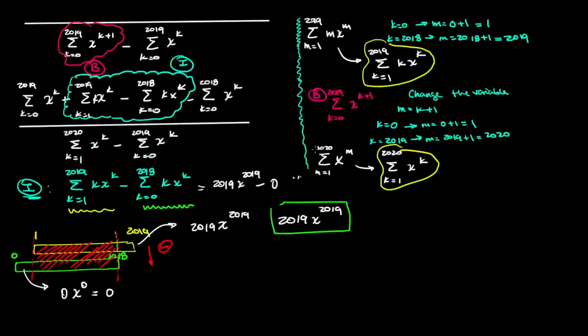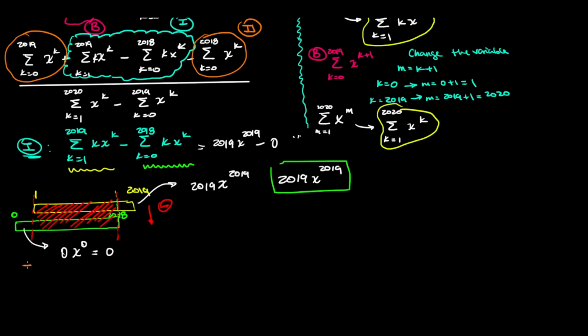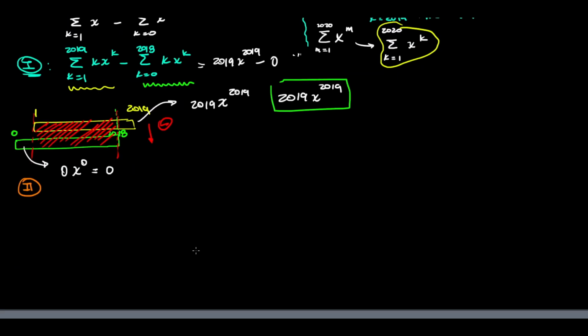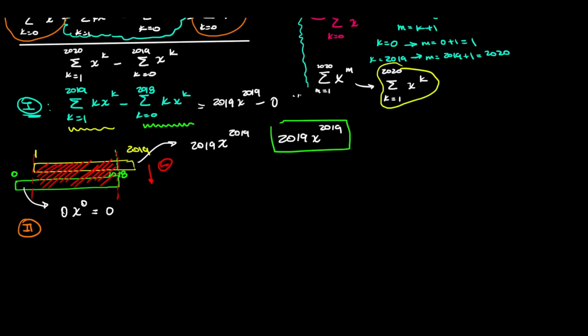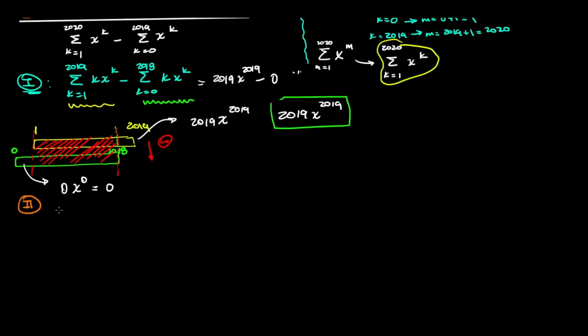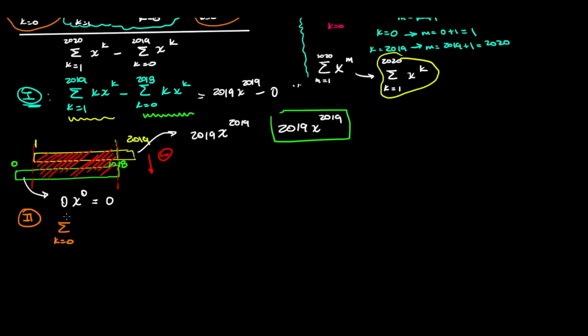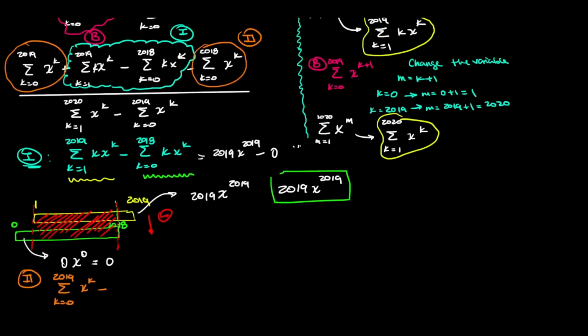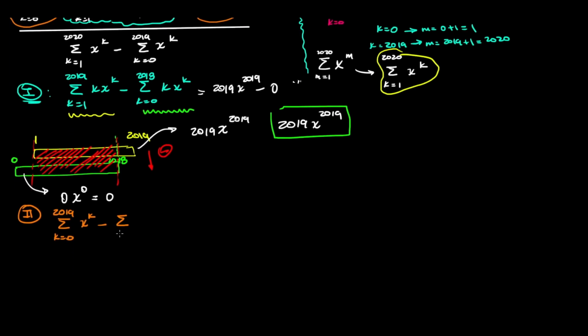And we can do the same with the others. For example, for this and this, we call it part 2. For part 2, we have summation from k equals 0 to 2019 of x to the k power, minus summation from k equals 0 to 2018 of x to the k power.